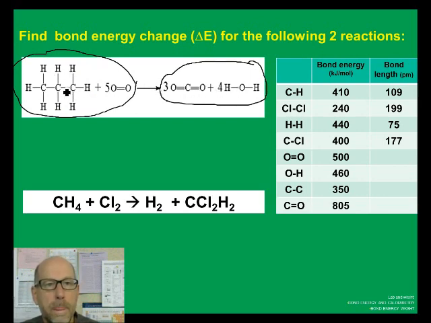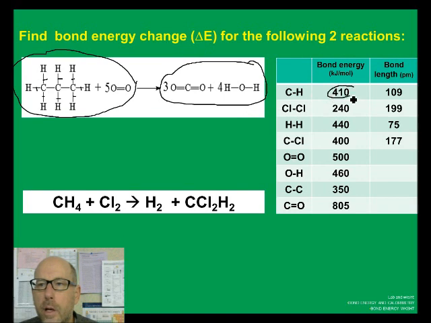Bonds broken over on this side minus bonds formed. And so you're going to break this one, break that one, break that one, break that one. I'll just get you started. Break, break, break. I believe that is 8 carbon-hydrogen bonds, is it not? 1, 2, 3, 4, 5, 6, 7, 8. 8 carbon-hydrogen bonds. There they are right there.